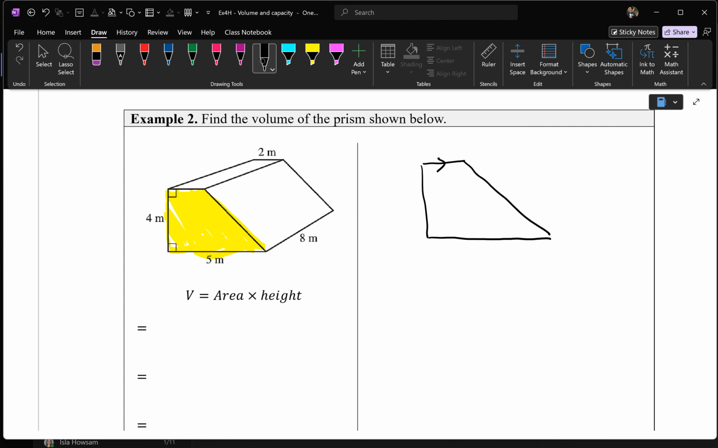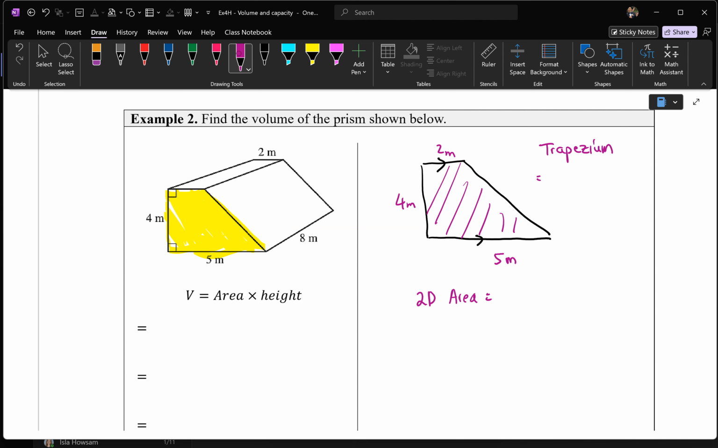There's only one pair of parallel lines. It's a trapezium because I know this is 5 meters and this is 2 meters on the top, and the height is 4 meters. So the 2D area is equal to, again, the formula for a trapezium. So this is a trapezium.